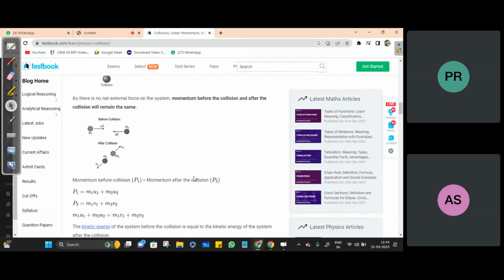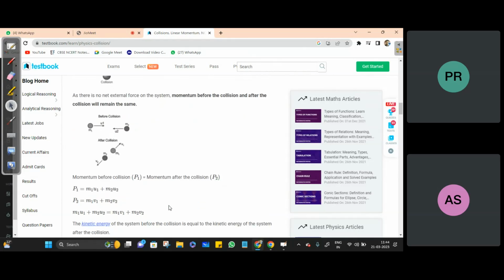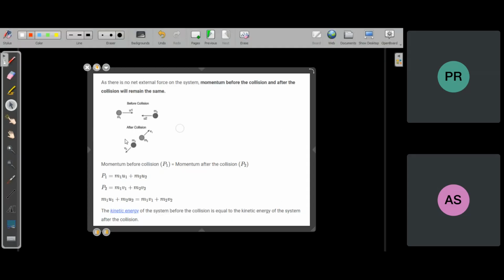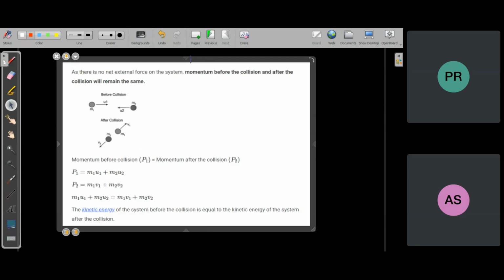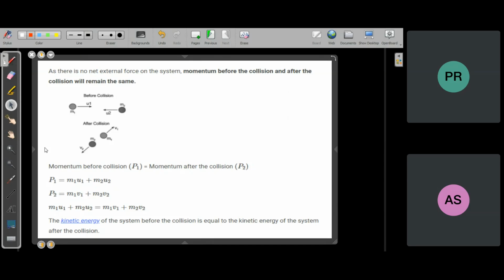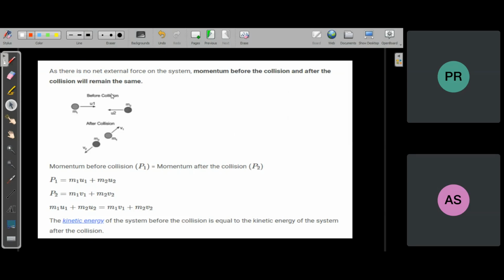The difference is that kinetic energy during the collision is not conserved, but momentum is conserved. Conserved means from just before to just after, in this interval, at every instant the momentum of the system is the same. Whatever the momentum is just before, from that instant to just after the collision, at every instant the momentum of the system is the same.